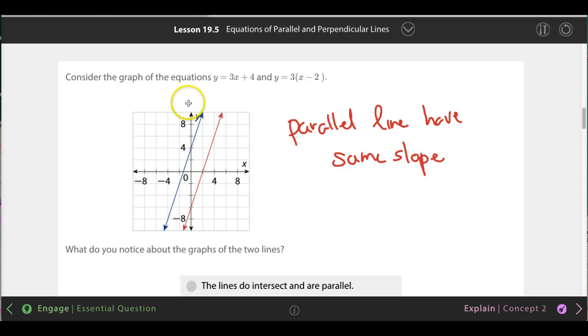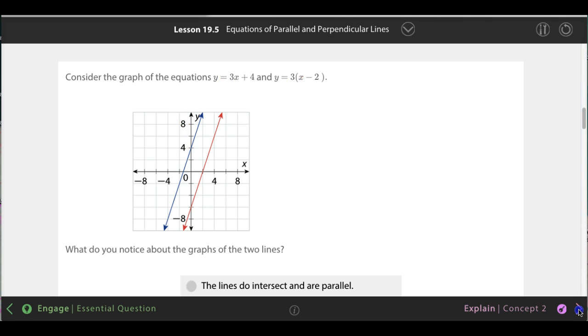So in other words, you see this blue line, this is the equation. This red line, that is the equation. In both of them, the slope is 3. So that's what you have to know before you come in. Parallel lines have the same slope. Okay?